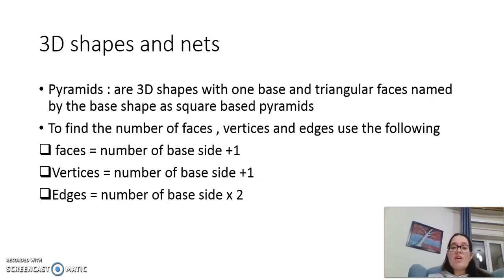To find the number of faces, vertices, and edges for the pyramids, we are going to use the following equations. To find the faces, we use the number of base sides plus 1. To find the vertices, we do the same, number of base sides plus 1. To find the number of edges, we use the number of base sides times 2.